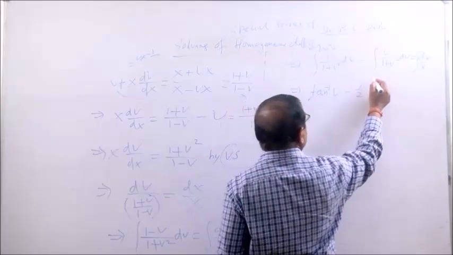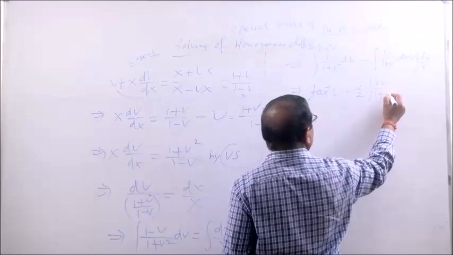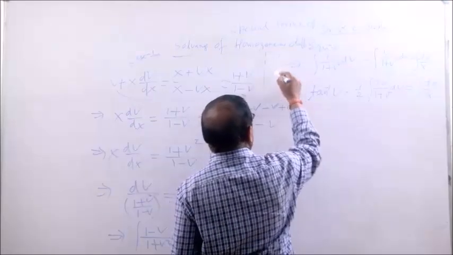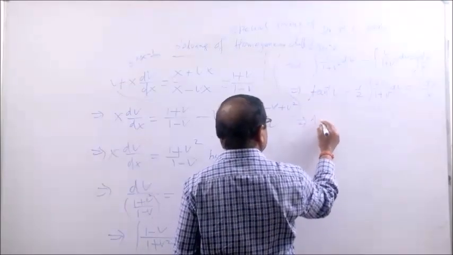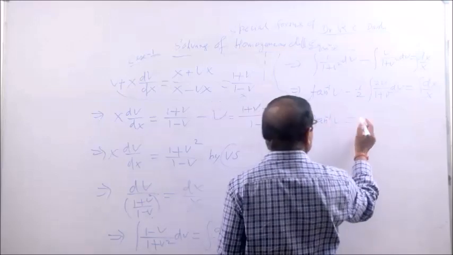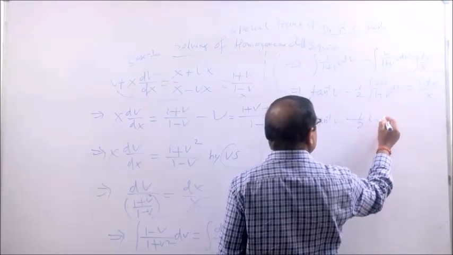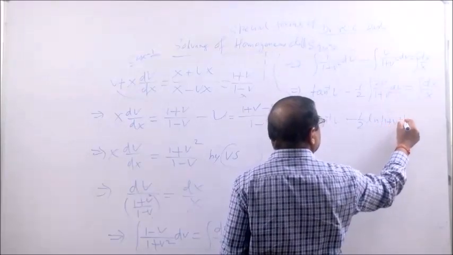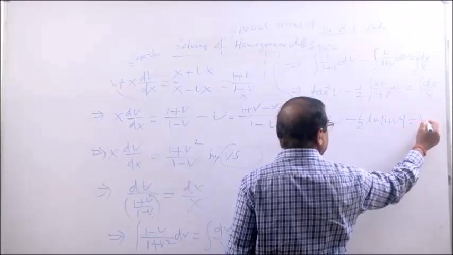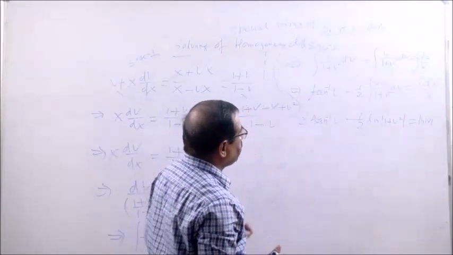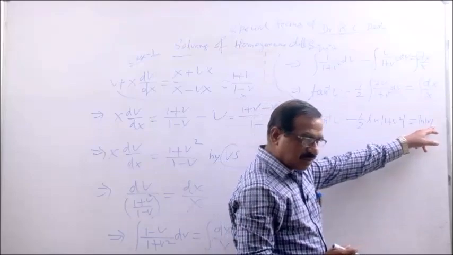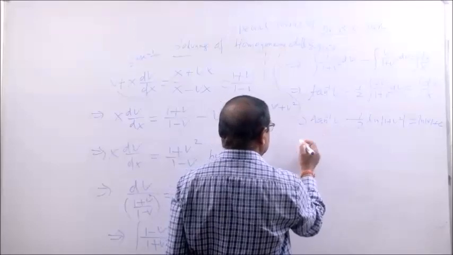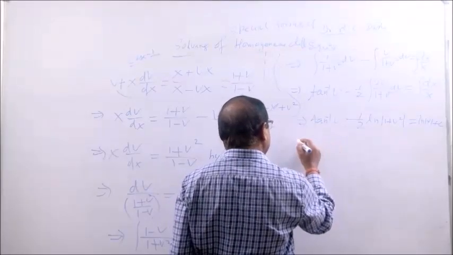Now, you can adjust here, multiplying by 2 and dividing by 2. That implies tan inverse v is equal to minus half ln of (1 plus v square), because the derivative of 1 is 0 and of v square is 2v, is equal to ln x. One thing you see, you can add here one log c or simply c, whatever you add, because it is a constant, that does not matter. So we get the answer.